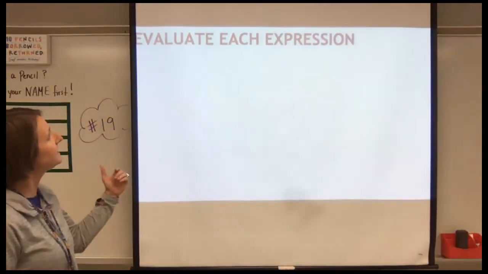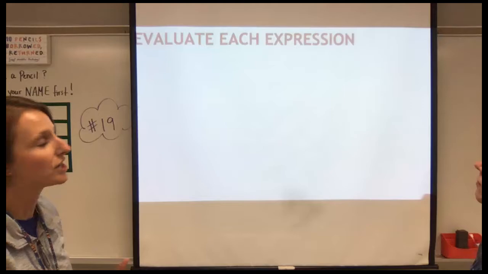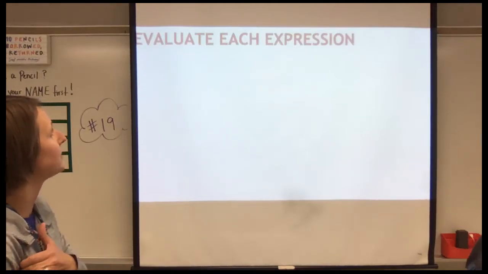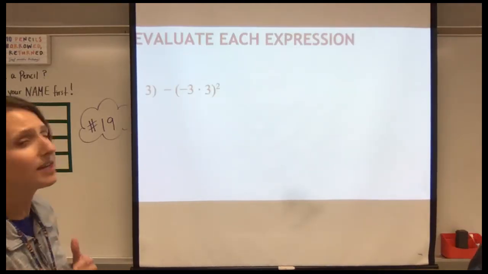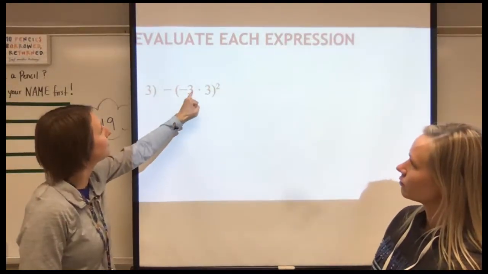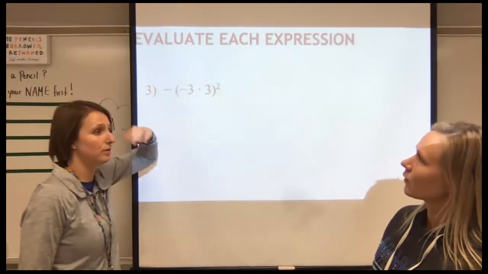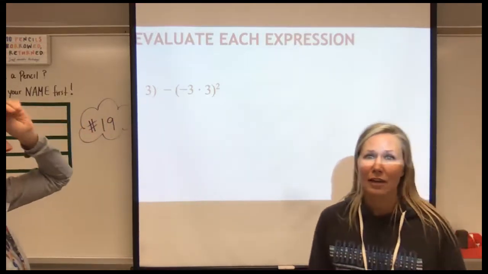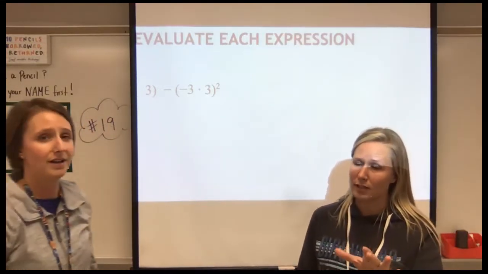Got it. Let's continue to evaluate some expressions. You're going to need to write these down in your notes as well. Okay, so here is example 3. We have the opposite of the group, -3 times 3 squared. If you need to pause it to write that down before we start, go ahead.